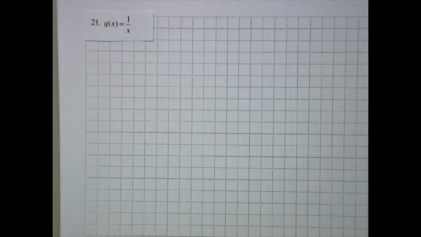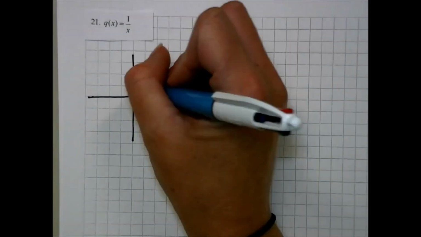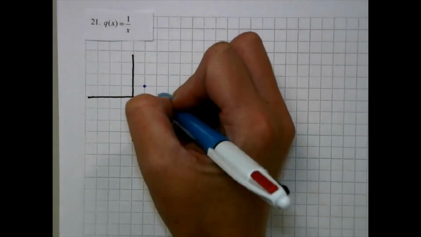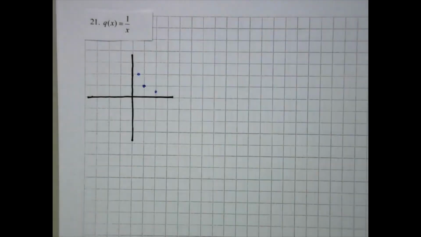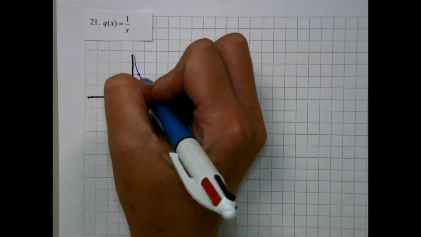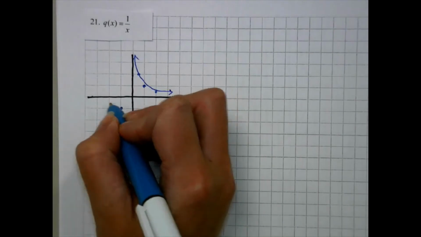Our last parent function is 1 over x. So 1 over x, I start at 1, 1. 2 is going to be at 1/2. 1/2 is going to be at 2. And then it's going to approach each of the x and y axis. Same over here.